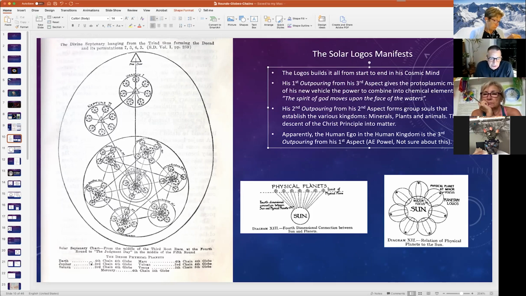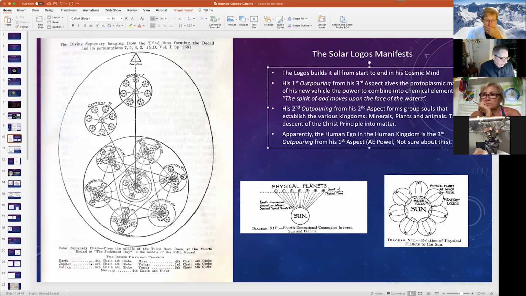Vulcan is in the third chain, fourth globe. Venus is ahead of us, fifth chain, fifth globe. And Mercury is fourth chain, fifth globe. Mercury is apparently where we should be. The Earth is behind because of the failure on the moon chain. If that hadn't happened, we'd be in our fourth chain, fifth globe. You'll understand exactly what this means in a second.